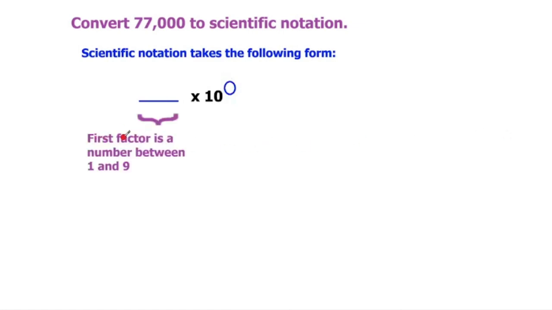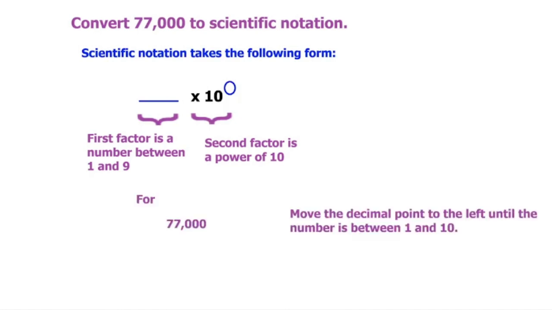So this is the first factor. The first factor is a number between 1 and 9. And then this is the second factor. The second factor is a power of 10. Okay? So let's start the conversion.